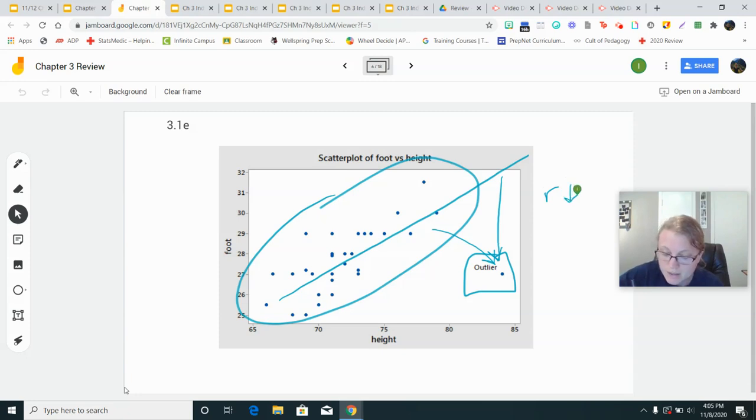Now, if I added a different point, like a high leverage point with a small residual, so not far away from my line, here R would increase. My relationship would get stronger because this fits the pattern. It's a high leverage point, but it does still fit the pattern, so it will increase the strength of my relationship.